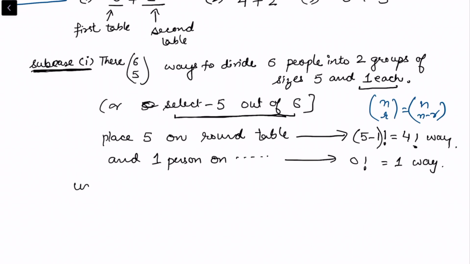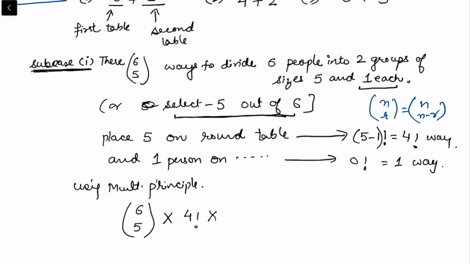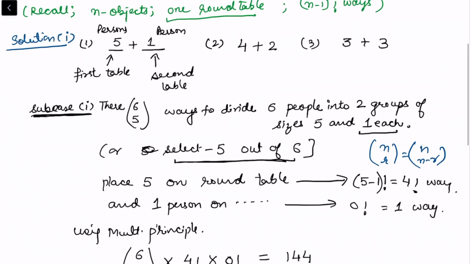Now we apply the multiplication principle. First we selected 5 people out of 6. We place them on a round table, 5 people sitting on a round table, that is 4 factorial, and one person is sitting on the second table. For that we have 0 factorial, or one way, and in total we got 144. So this is sub case 1, in which we selected 5 and 1.